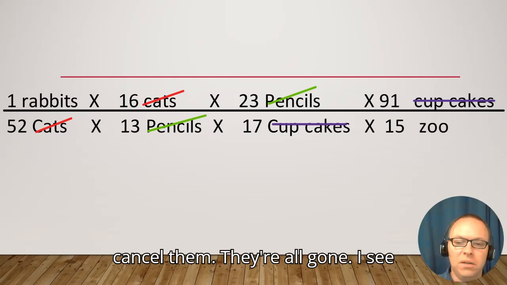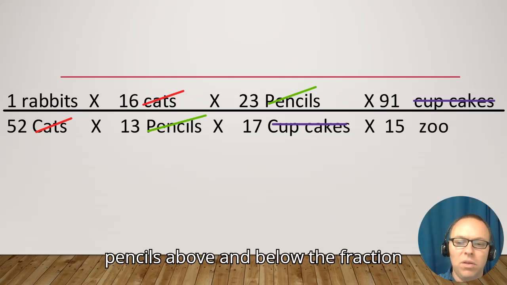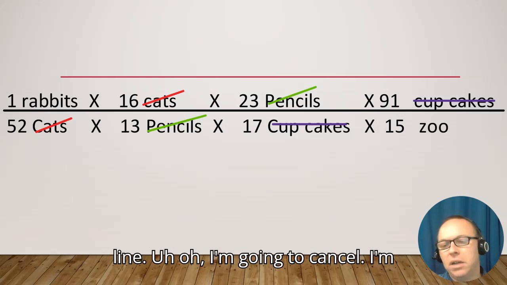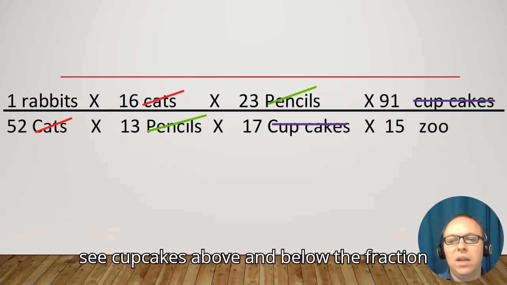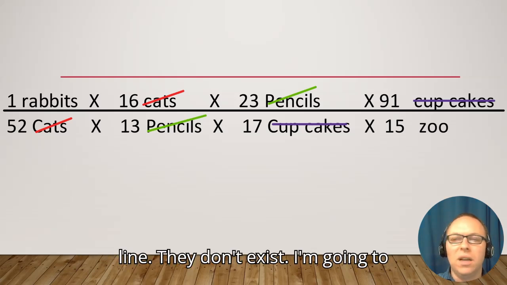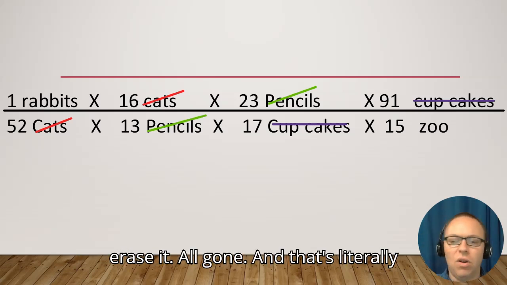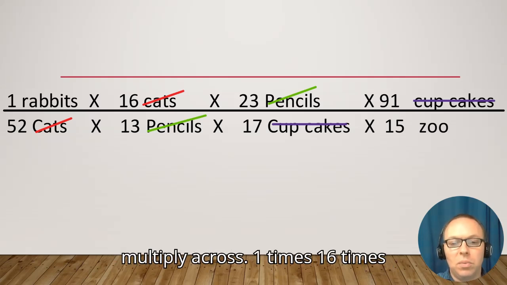They're all gone, right? I see pencils above and below the fraction line. I'm going to cancel it. I'm going to erase it. They're all gone. All right, now you go to the next one. I see cupcakes above and below the fraction line. They don't exist. I'm going to erase it. All gone, right? And that's literally all there is to it. And now you just multiply across.